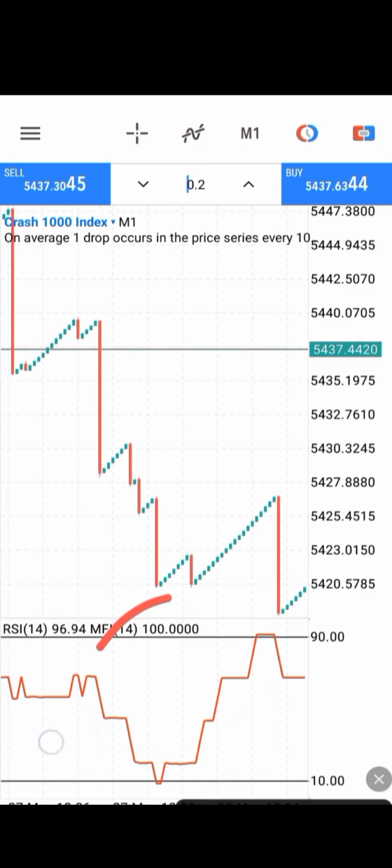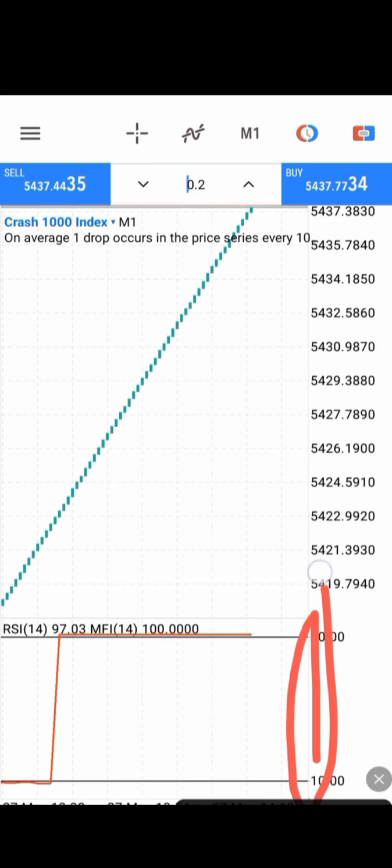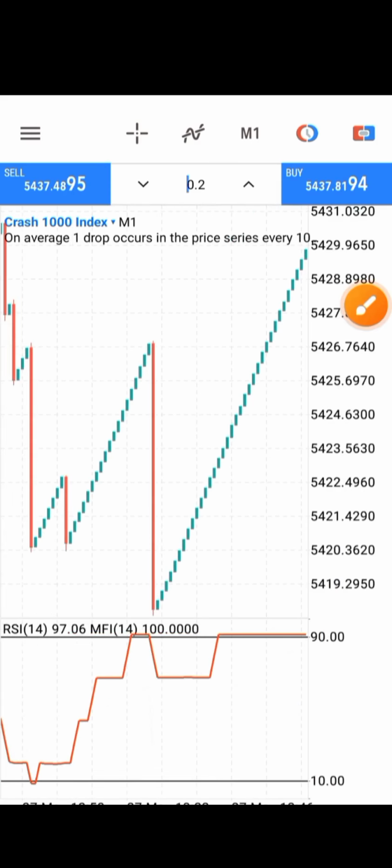RSI is also similar to the stochastic oscillator. The way they appear and their functionality is very similar to each other. But we are talking about RSI, don't get it twisted. RSI is scaled from 0 to 100. It also measures the overbought and oversold conditions in the market.